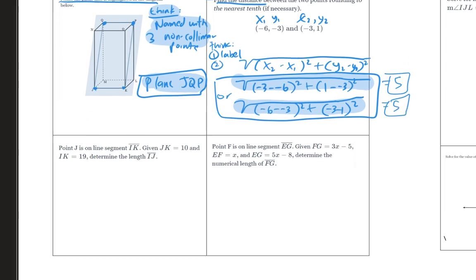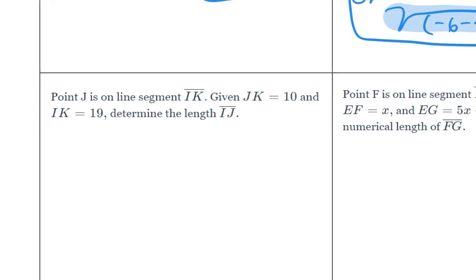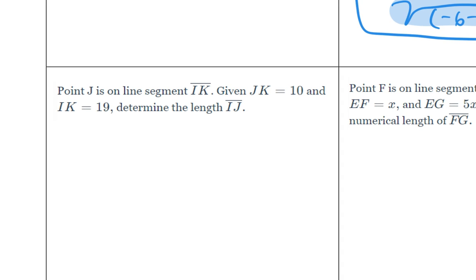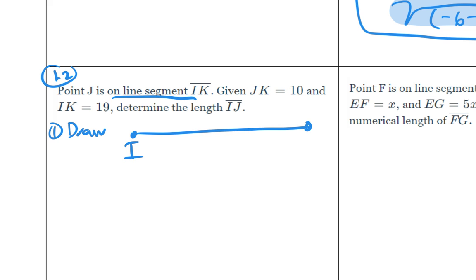All right, next. This one, point M. Okay, so this one is also on 1.2 day. On this one, it says point J is on line segment IK. So the first thing we're going to do is draw it. I is on one end, K is on the other. It says J is on the line, it just says somewhere.